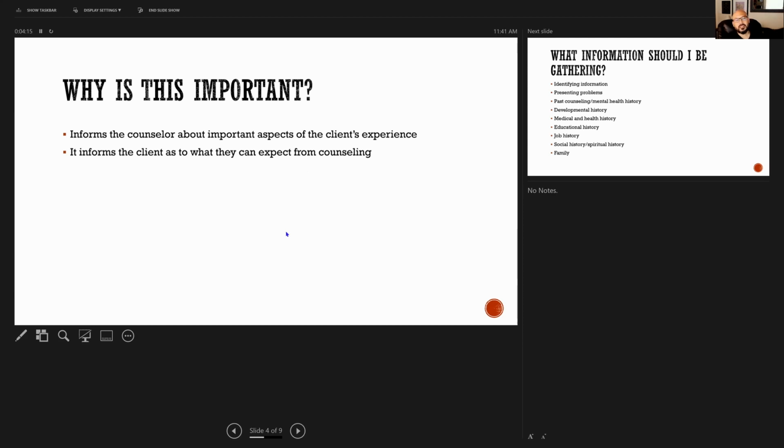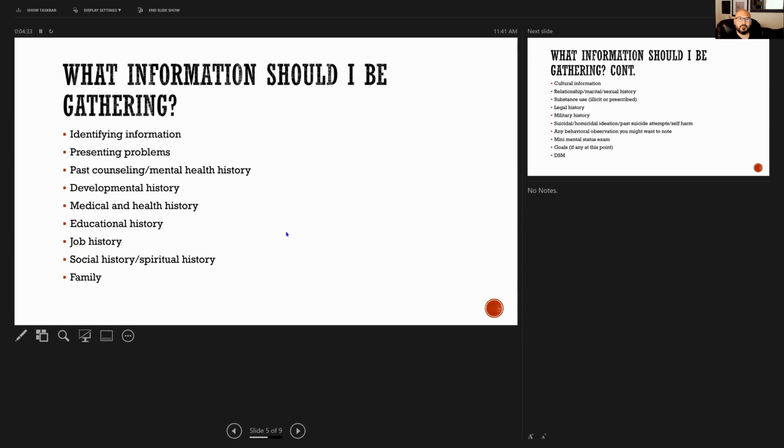Combining the intake with the informed consent is a normal process. You're doing a lot of paperwork the first time the client comes in, and not as much therapy or actual work, depending on what setting you're in. So what information should I be gathering? You want identifying information: their name, their age, their relationship status, and any presenting problems. Of course, you want to understand why they're there. What is it that they want to get from counseling? That's considered to be presenting problems.